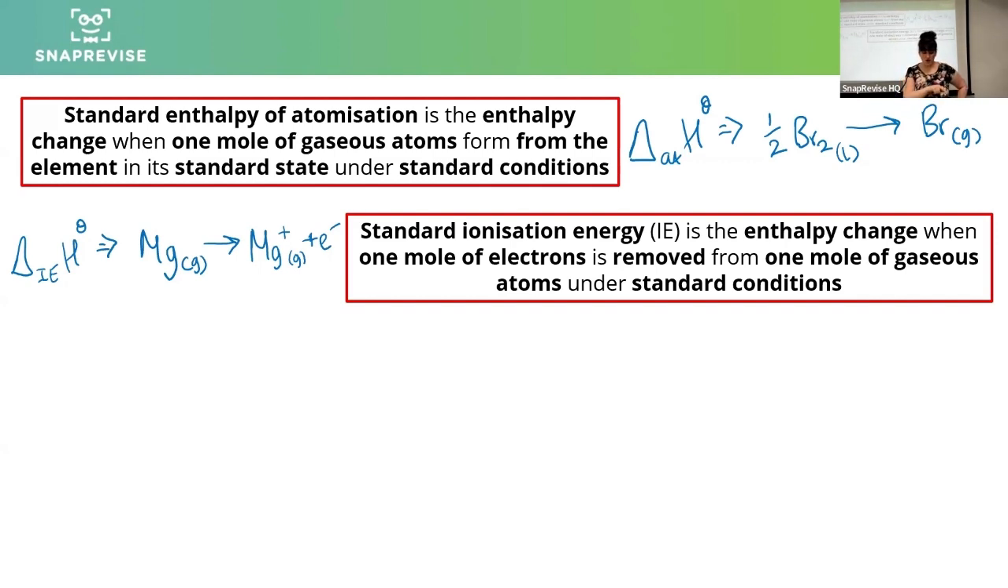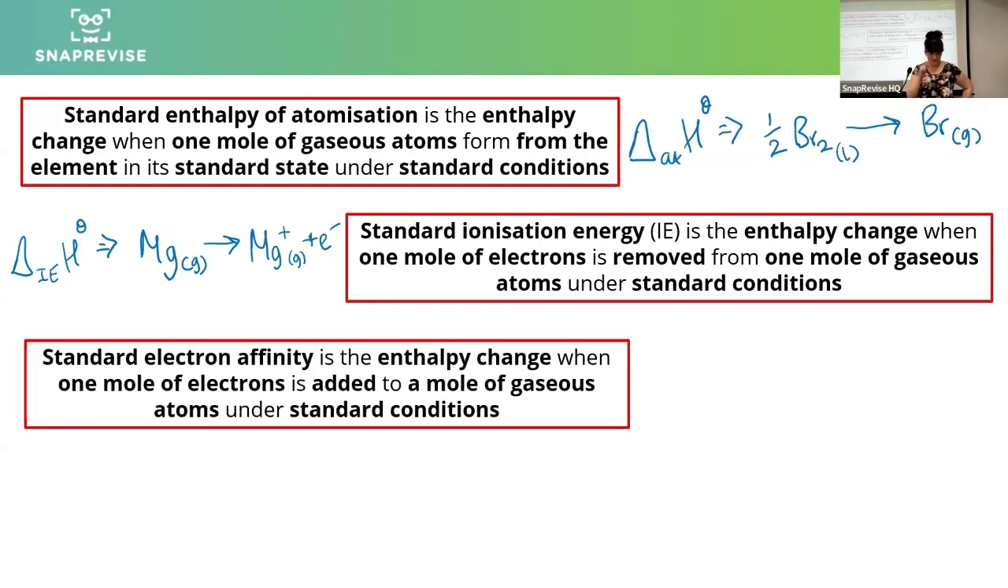It might be that they've asked you about the second ionization energy, in which case you would do Mg+, removing 1 mole. Whatever happens, you're removing 1 mole of electrons, okay? So just make sure if you're doing first ionization energy, it's the removal of the first mole of electrons. If you're doing second ionization energy, it's the removal of the second mole of electrons, etc. And make sure your state symbols are correct. It's from gaseous atoms, so they must be in the gaseous state.